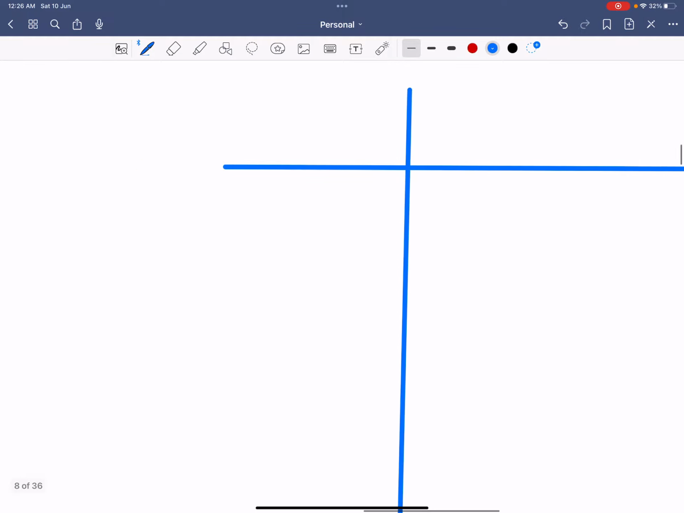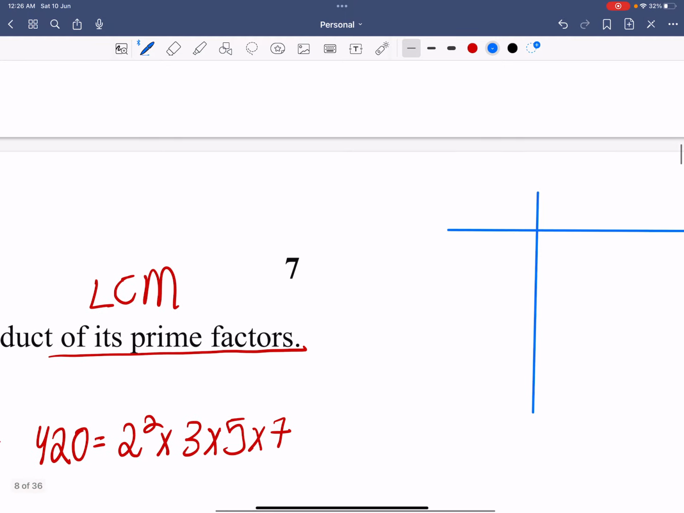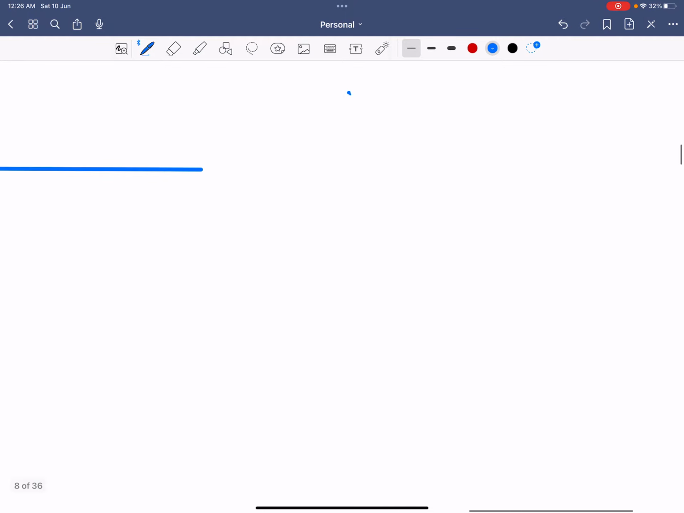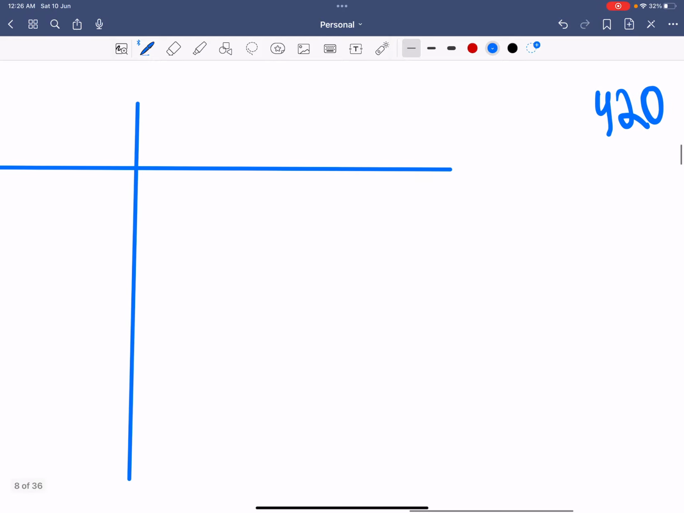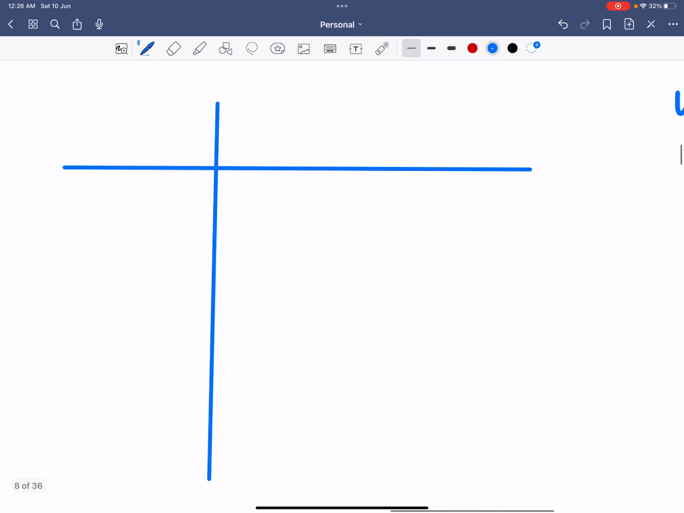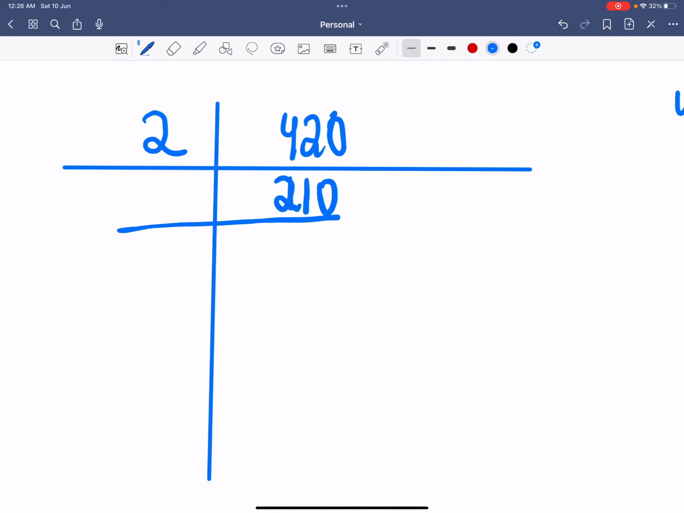So let's say if they told you to find the LCM of 420. So what will you do? There are some rules of LCM. What you need to do is start with the smallest prime number, right? So the smallest prime number is 2. So 2 ones are 2. So 2 twos are 4. 2 ones are 2, and 0. Then 2 times 105 is 210, and then 2, and then 3 times.